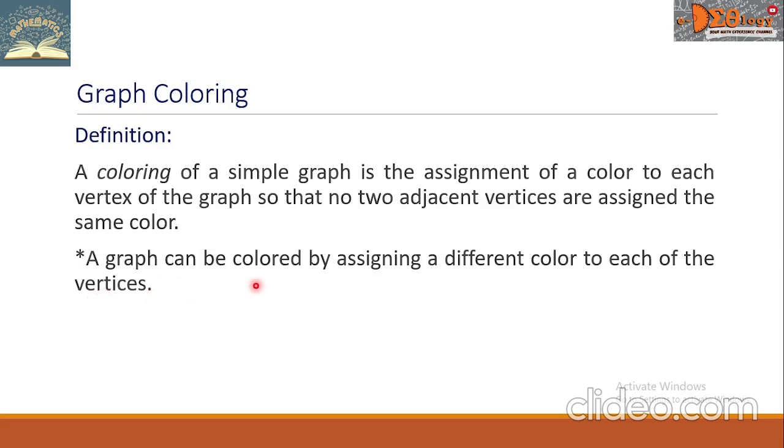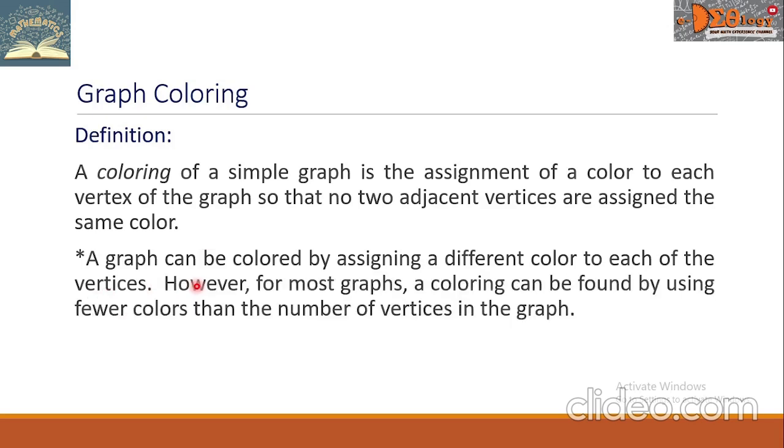A graph can be colored by assigning a different color to each of the vertices. However, for most graphs, a coloring can be found by using fewer colors than the number of vertices in the graph. This is now the question. What is the number of colors necessary? To answer this, let's go to the next slide.